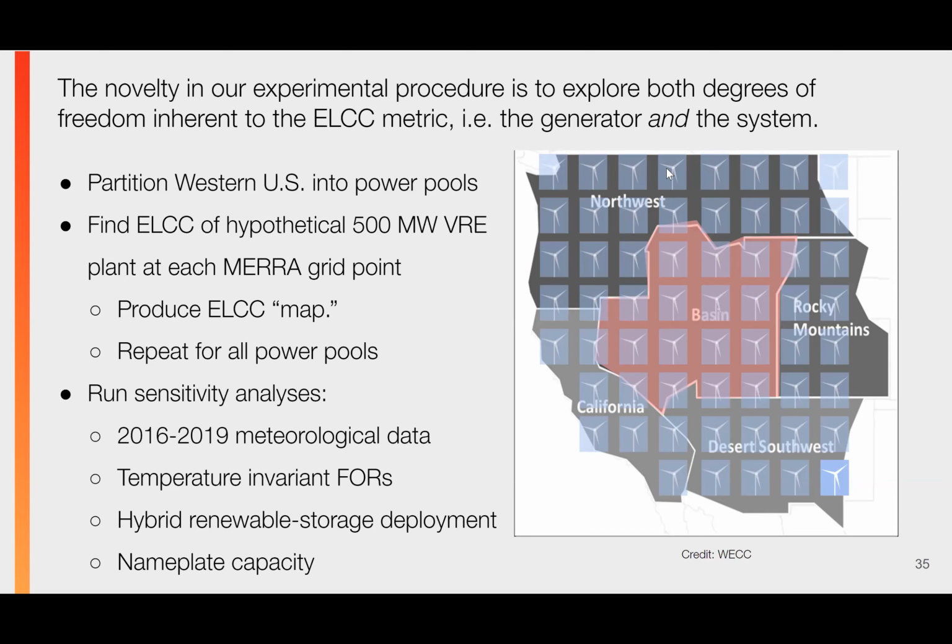Lastly, we test the sensitivity of our results to the year of meteorological data studied, the inclusion of temperature invariant or fixed forced outage rates as opposed to temperature dependent forced outage rates, and the sensitivity to hybrid renewable storage deployments as opposed to renewable only deployments. And we consider the scenario where instead of 500 megawatts of renewable deployment, we instead consider 100 or 2000 megawatts.